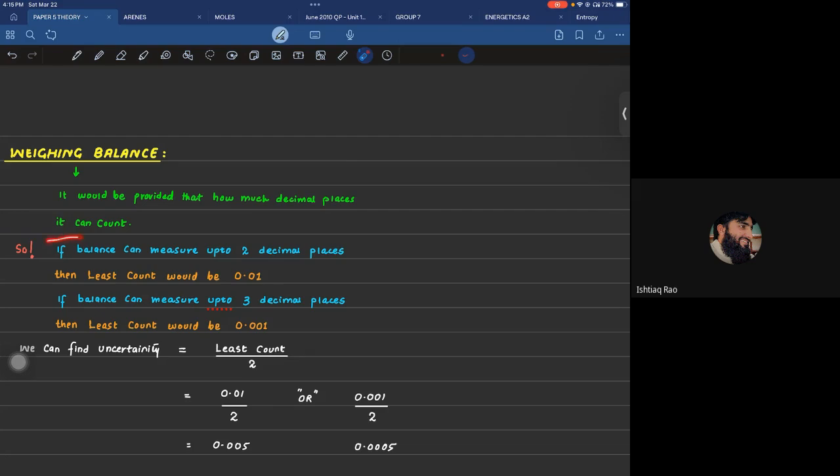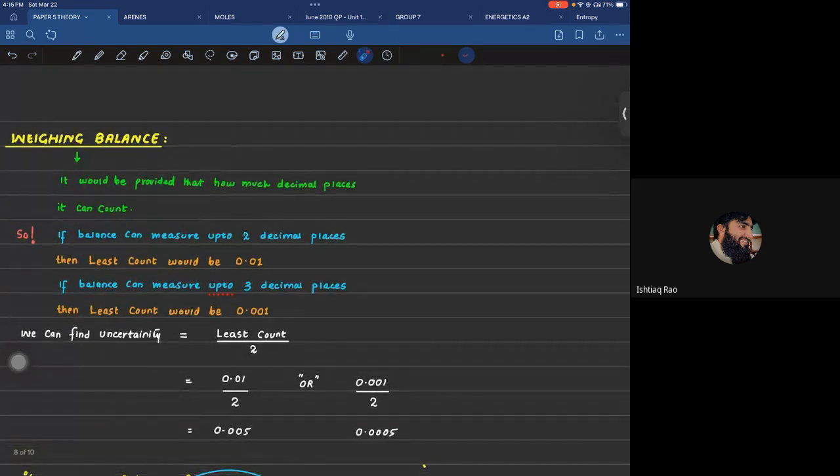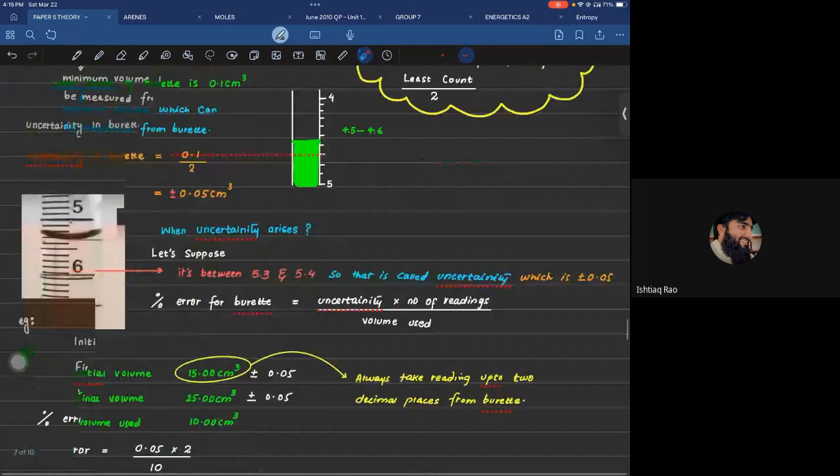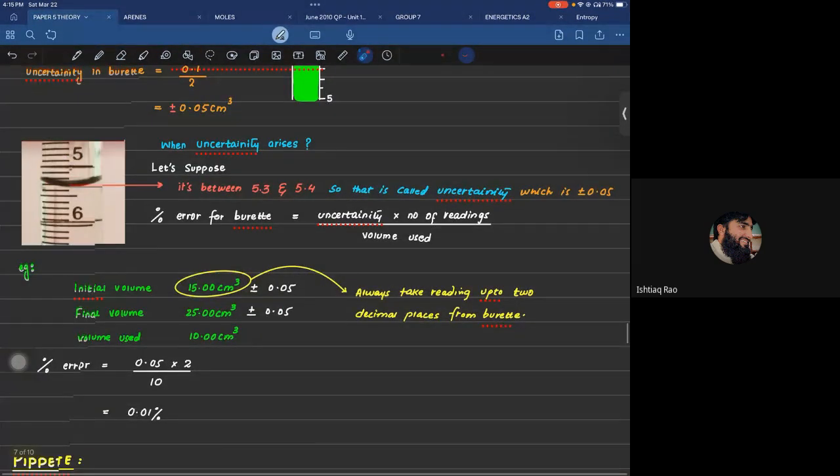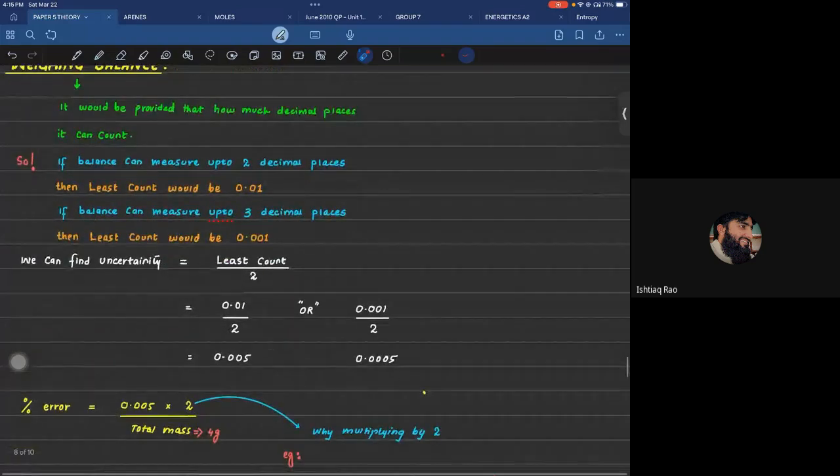If the balance can measure up to 2 decimal places, then the least count would be 0.01. If the balance can measure 3 decimal places, the least count would be 0.001. So what is uncertainty? I told you uncertainty means the least count divided by 2. Again, the same thing goes over there: the least count is 0.01, divided by 2.